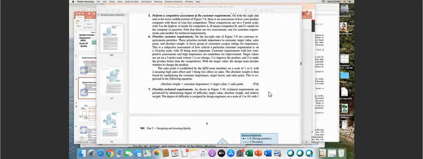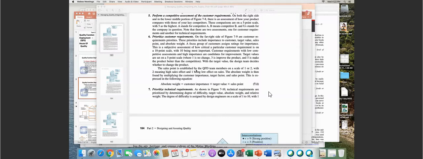number 6. On the far side of figure 7.9 are customer requirement priorities. The priorities include importance to customer, target value, and so on. You can read this. Customer requirements with low competitive assessments and high importance are candidates for improvement. That's where you should improve.